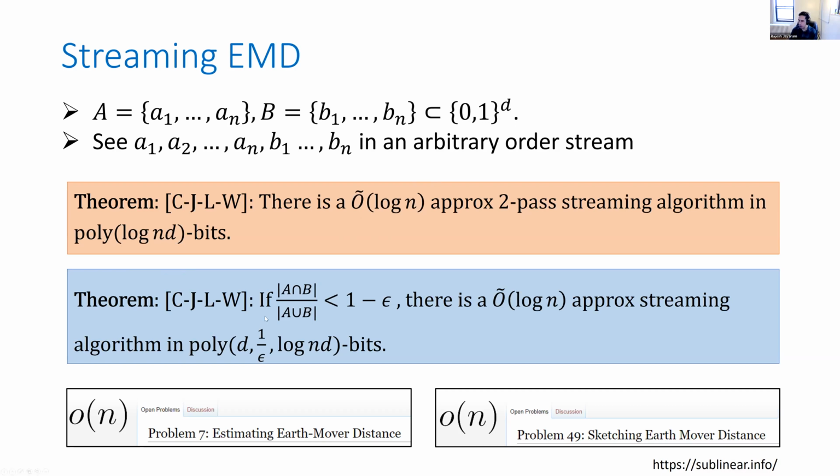And additionally, using quite a bit more work, if we have this nice property that the sets A and B don't overlap too much, so imagine that the ratio from the intersection to the union isn't too close to 1, like these sets aren't exactly right on top of each other, then we can do this in one pass with a classical streaming algorithm, getting the same approximation using polynomial dependence on this epsilon, which is how close you are to being on top of each other. But unfortunately, the thing that keeps us from solving all these open problems in sublinear.info, which has been a long open problem in a lot of different regimes, to sketch and stream earth mover distance, is that we still have this constraint.